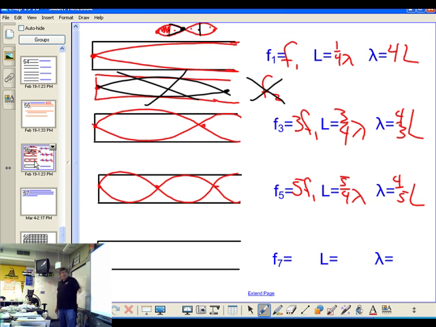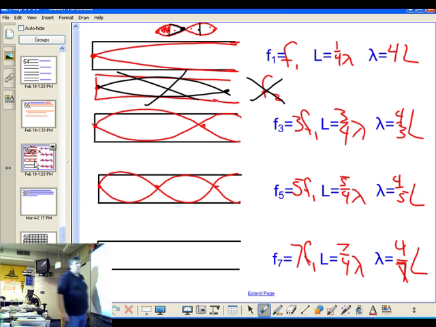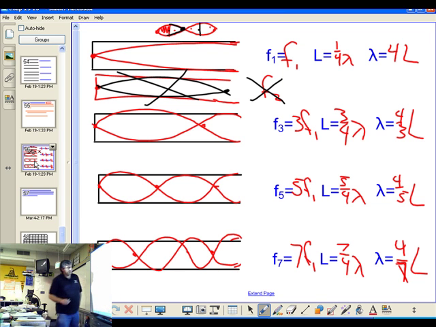All right, so F7, how many times F1 is that going to be? 7 times F1. L is going to be what? 7/4 lambda. The wavelength is 4/7 times the length of the tube, which means now we're going to add another antinode. Something like that. Ooh, I was right. So we have 3 antinodes and a quarter.